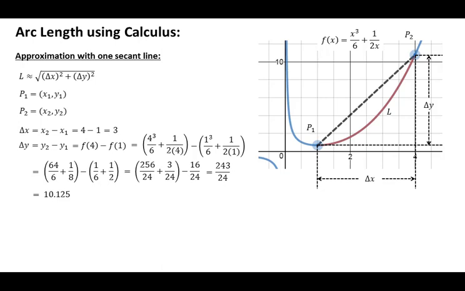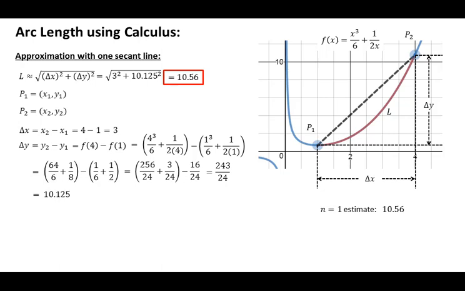That is our delta y. Now that we have delta y, we can plug that into that equation on the top, and so we have the square root of 3 squared, where 3 was our delta x, plus delta y squared, where our delta y was 10.125, and this becomes 10.56 as our approximation. It's not the best approximation, but at least it's getting us in the ballpark. So we'll call this our n equals 1 estimate, where n is the number of line segments we have. And so you might be able to see where we're going with this.